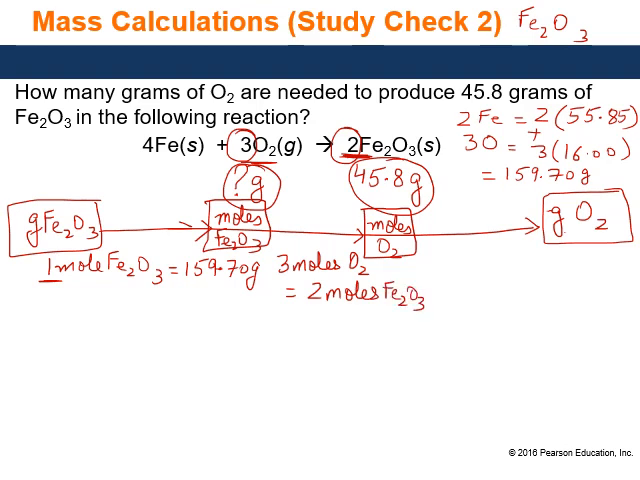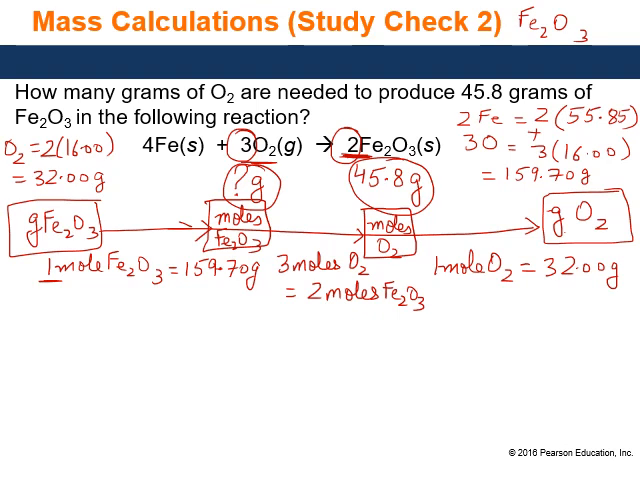Next, I go from moles of oxygen to grams of oxygen. For this, again, I need molar mass. So we'll find the molar mass of O2. That's 2 oxygen atoms, so 2 times 16.00 will give you 32.00 grams, which means 1 mole of O2 is 32.00 grams. Again, this is 1. Why? Because we are talking about molar mass. Molar mass is always for 1 mole. Now you have your steps and you have a conversion factor relating them.